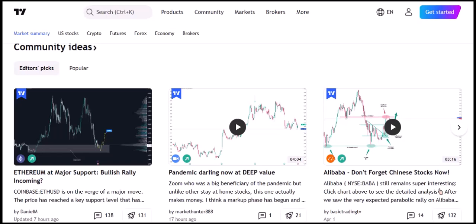Practice with TradingView's paper trading feature. It's free and you can trade with fake money to test your skills without risking a single dollar.